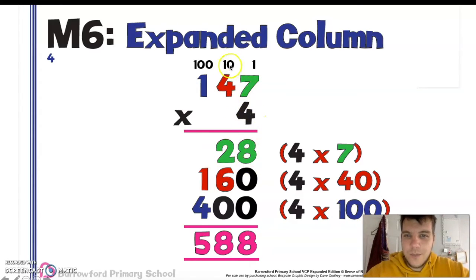We're not doing 4 times 4, we're doing 40 times by 4, which gives us 160. And then we're doing 100 times by 4, which is giving us 400. We're doing as a column addition at the bottom. So the answer to 147 times by 4 is 588. Okay, so we're going to jump onto the big board now and run through a couple. And yeah, then you can have a go as well.